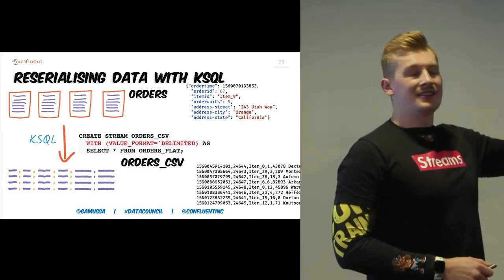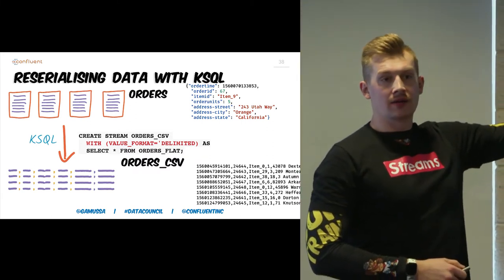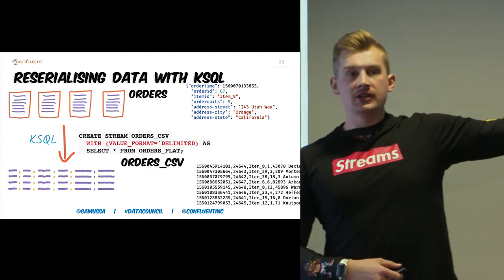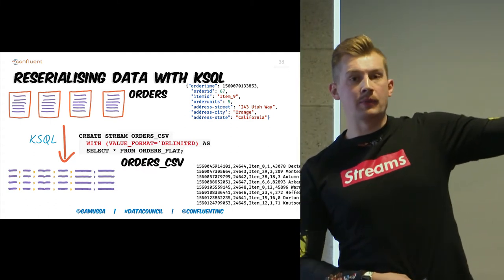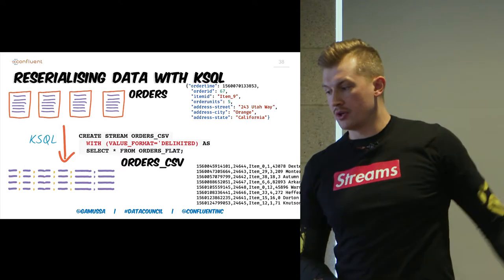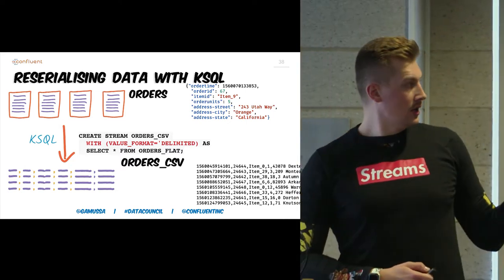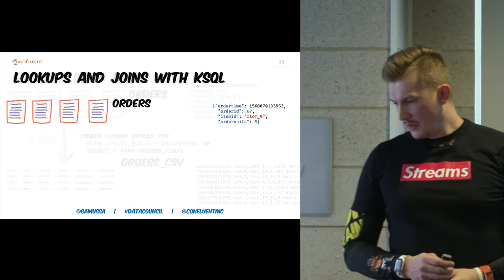Because of the underlying stuff: when we create the stream, we actually create a Kafka topic. We're actually creating some sort of storage on the Kafka side, so they're not ephemeral.